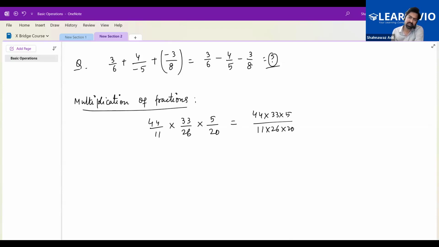And then we divide these things. So we divide the numerator and denominator, right? So this would be 3, this is 4, and this is 11. Can we simplify it further? This cannot be simplified. So this would be 33 by 20, and this would be the answer.